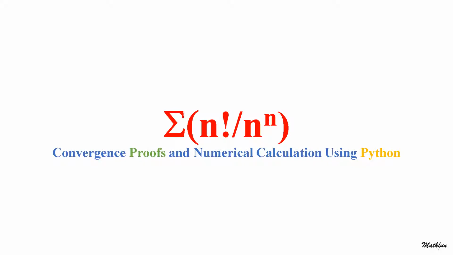Today we are going to talk about an infinite series. This one is n factorial over n to the power of n. So the first question you may have is, does this series converge? And if it does, what is the number? And that's what we are going to do today.